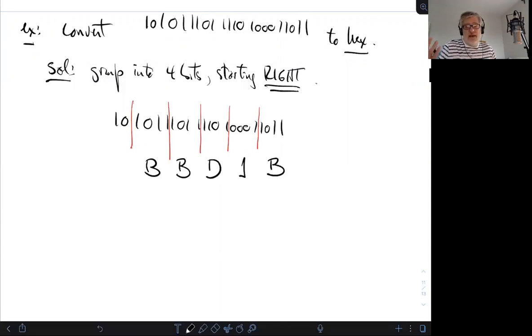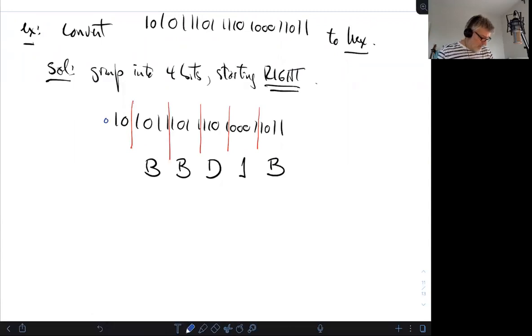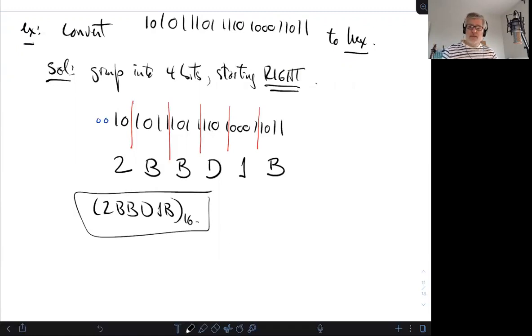If you wish, you can add those 2 zeros at the front. I can put them there, right? But that's 2, right? So this is the number in hex. So 2BD1BB. Okay. Hopefully that's okay.